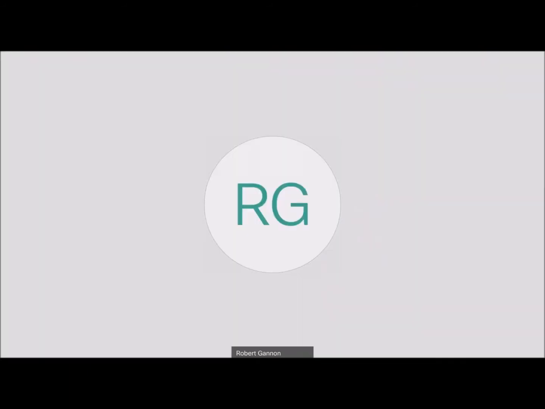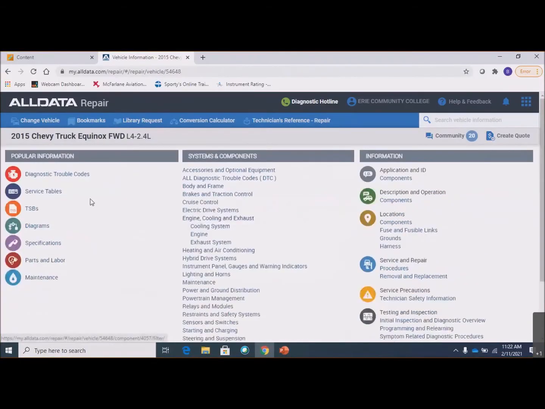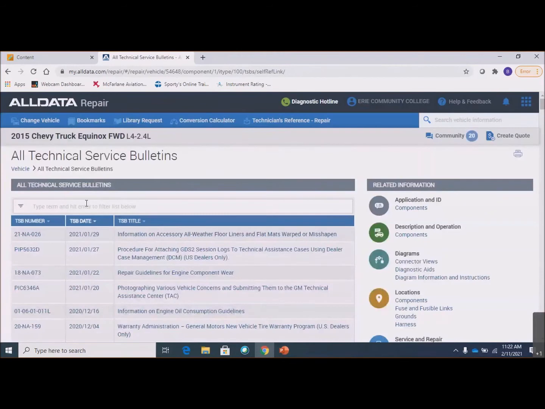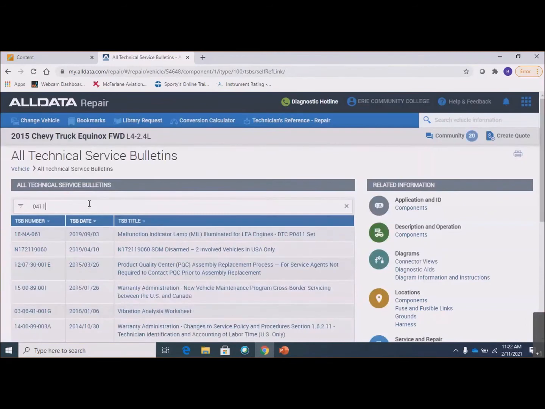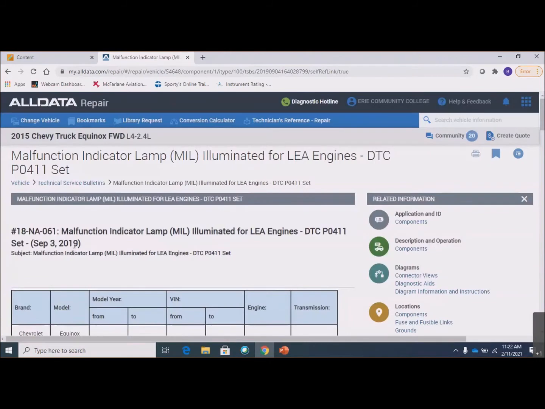So what do you do in a case like that? Well, I know what I did, and I'll show you. So go to the vehicle level here, right? And under technical service bulletins, I think I searched for 0411. I don't remember exactly what. Yeah, here we go. So this technical service bulletin right here. This is exactly the code we had, all right?